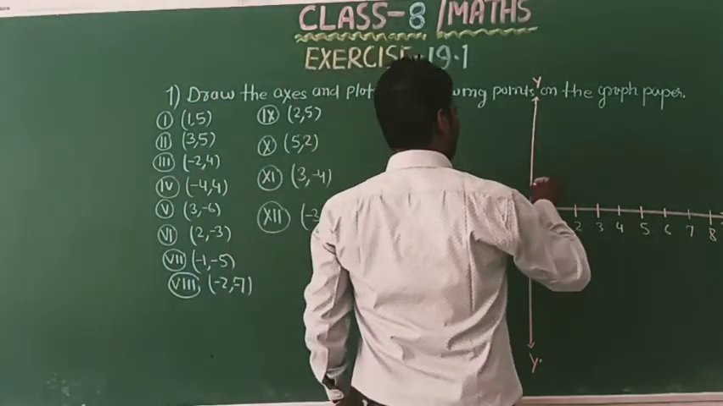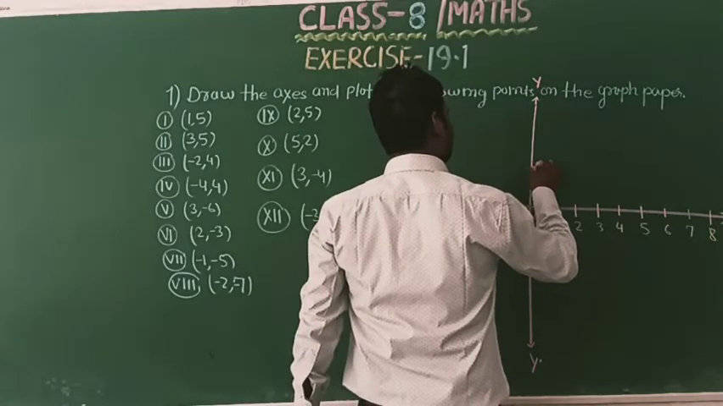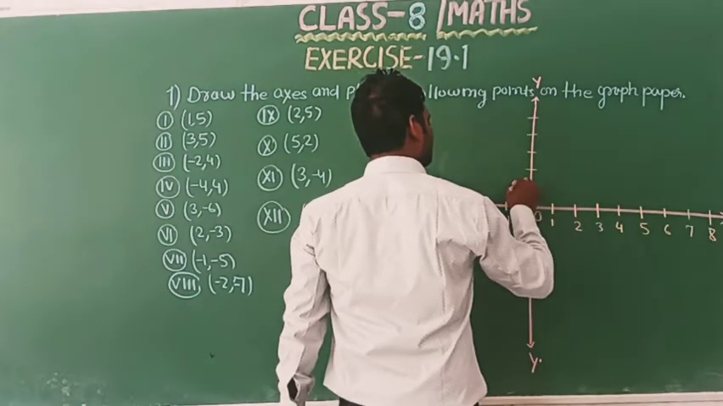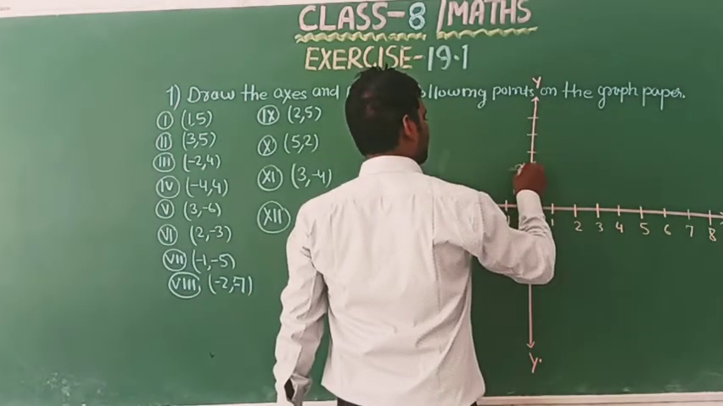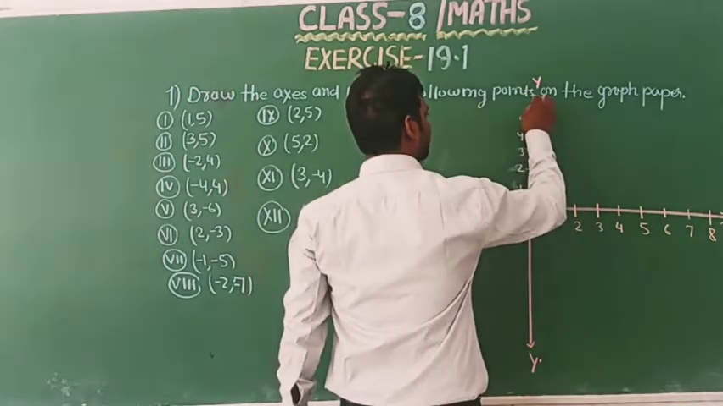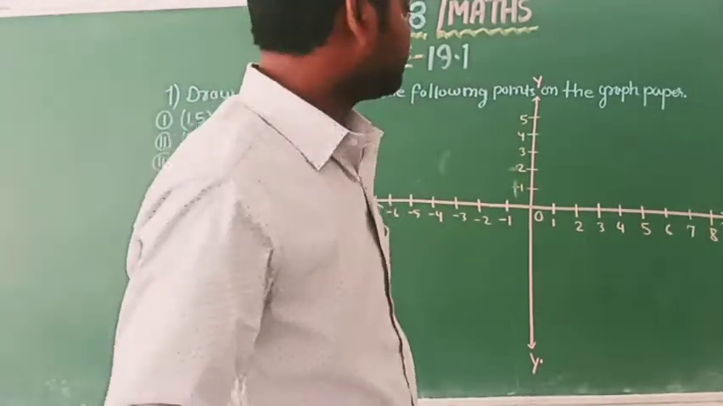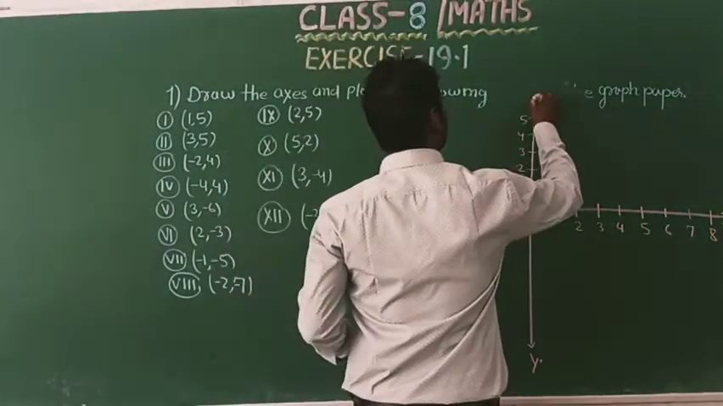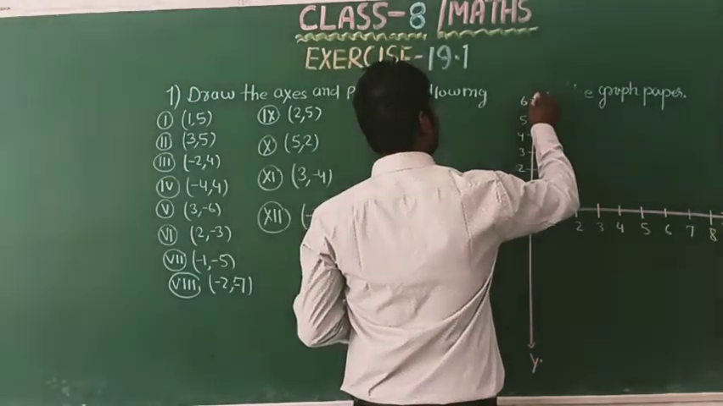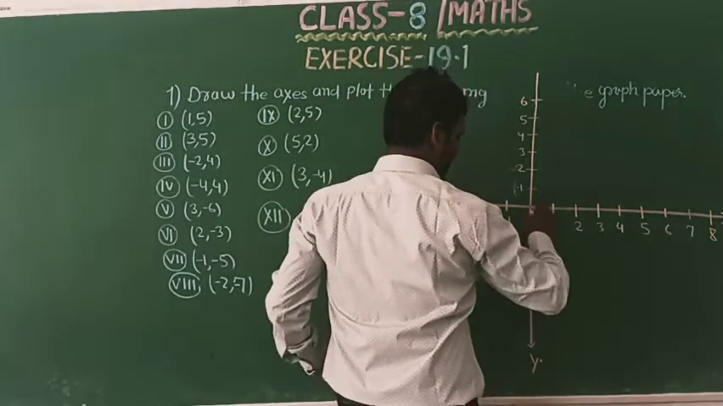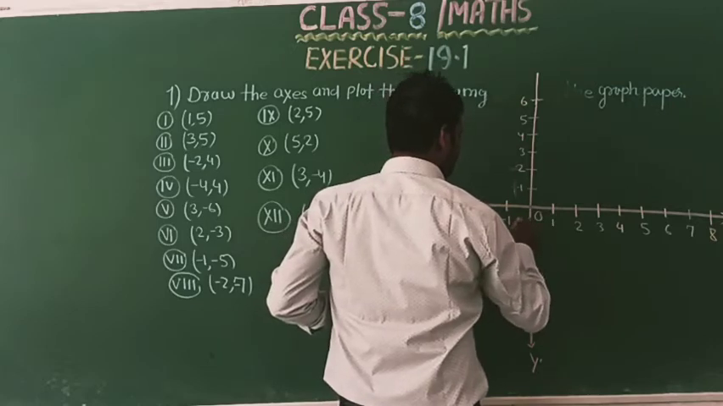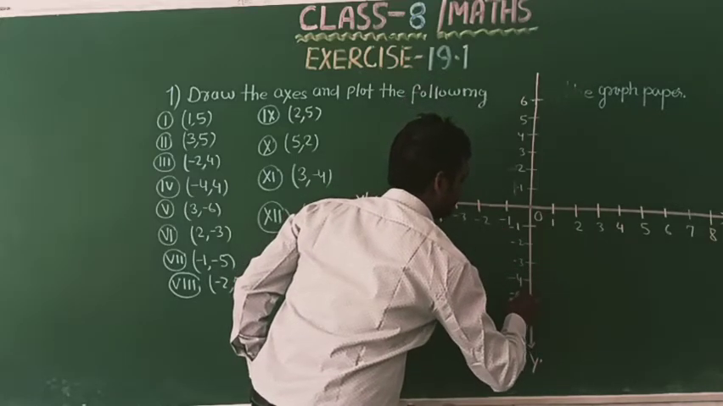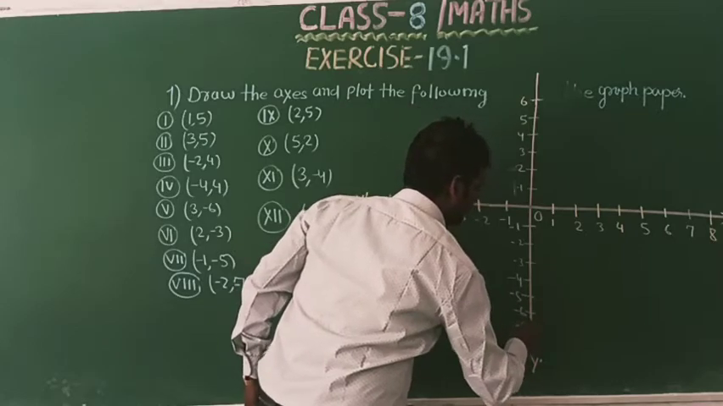In the upward direction, this is plus 1, plus 2, 3, 4, 5, 6, and below along Y dash this is minus 1, minus 2, minus 3, minus 4, minus 5, minus 6, and minus 7.